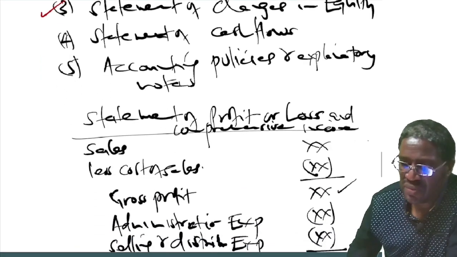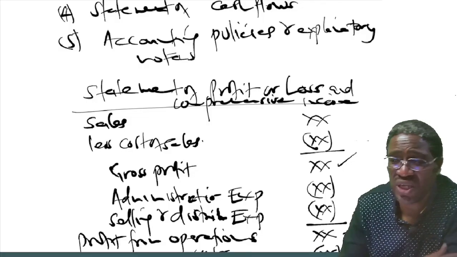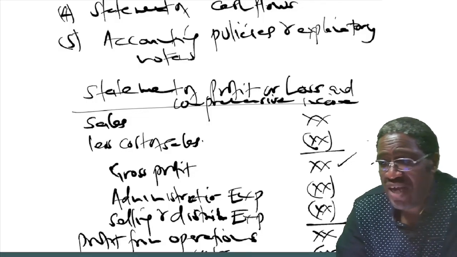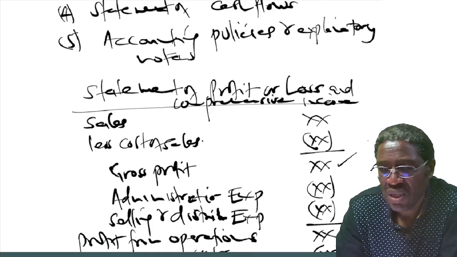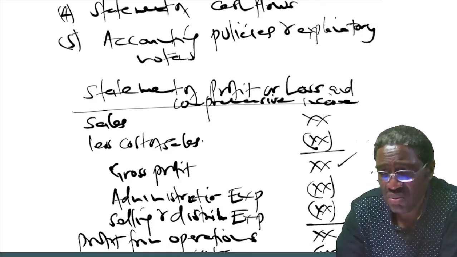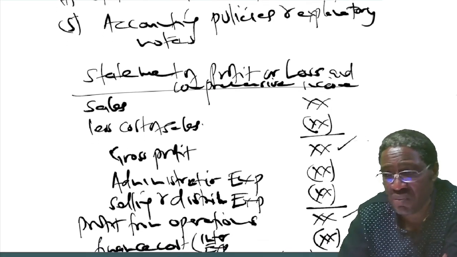Okay. Then we can copy this format. I don't need to change anything so far. So maybe we can still copy the statement of profit or loss and other comprehensive income.